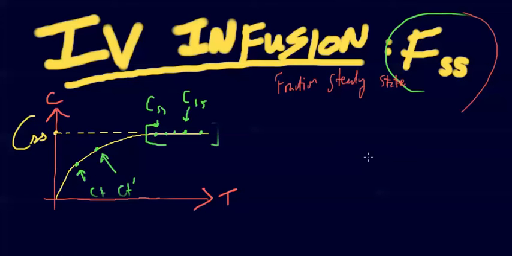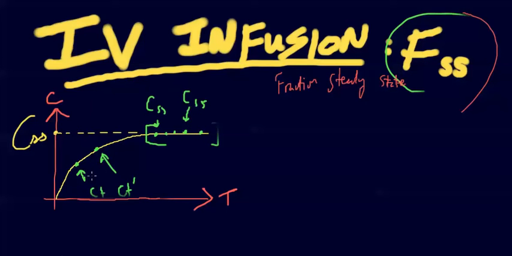So, IV infusion FSS. Alright, so let's say I drew the graph of an IV infusion, and this is what it is. It goes up and then it flattens out, right? I took the liberty of picking a few points on the graph. I picked a point here, I picked a point here, and a couple of points on this steady state, the flat line.